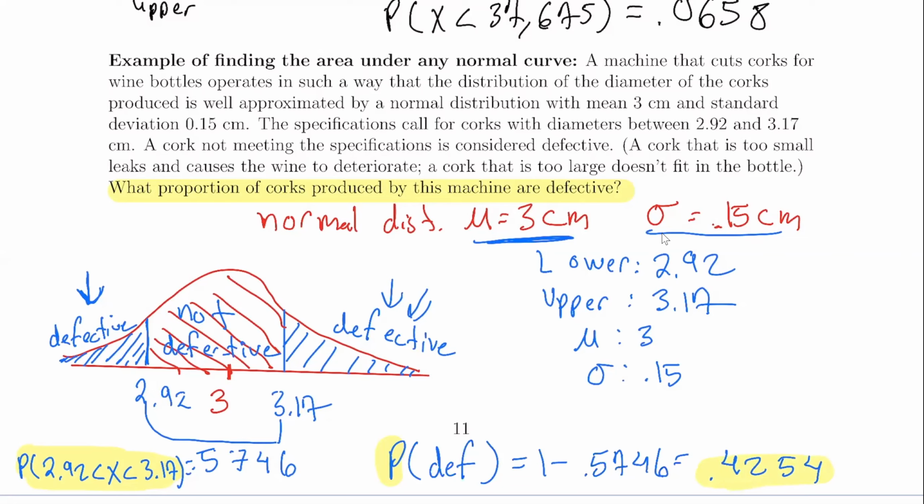Any question for that last problem? All right, so let's move on.